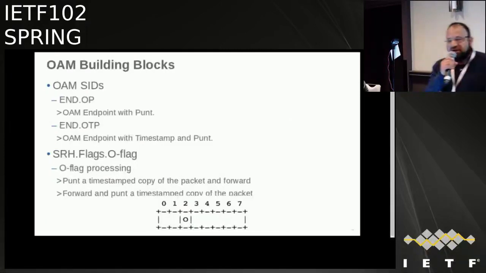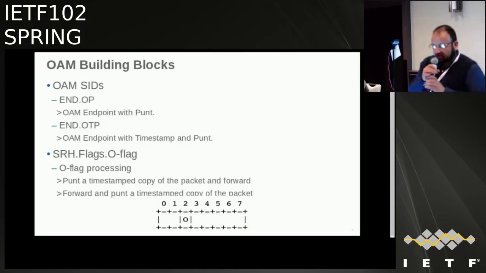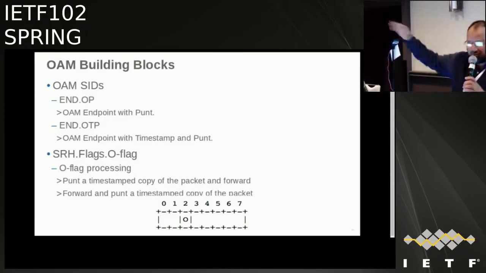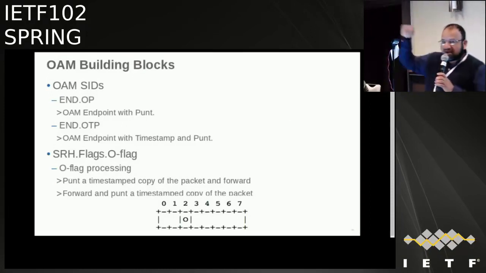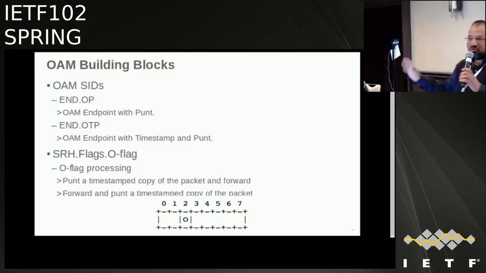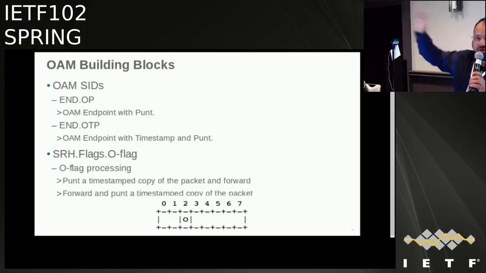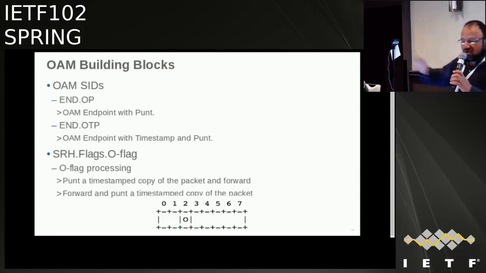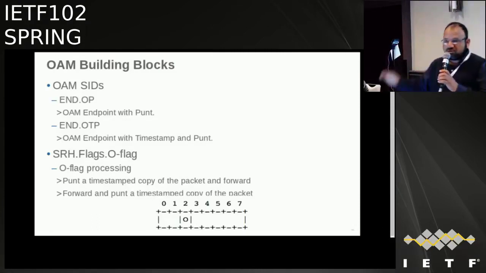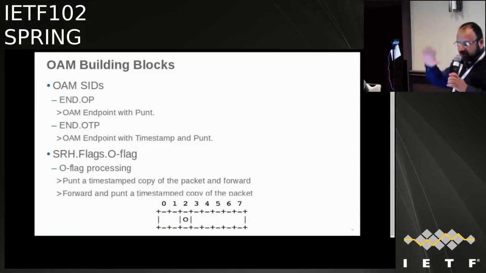So the draft actually has two major sections with subsections. One is defining the building blocks that we need to do O&M in SRv6. And then the second part is about some use case illustrations on how we use these building blocks. It's not comprehensive of all use cases. People can build something else as well, but that's the basis.